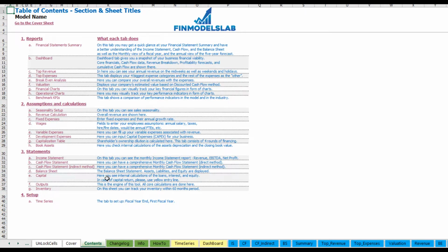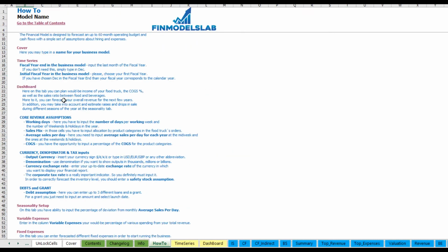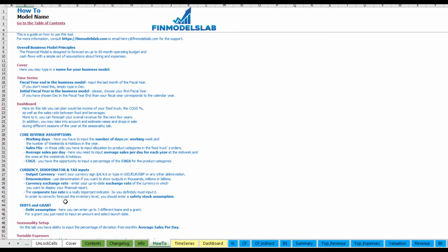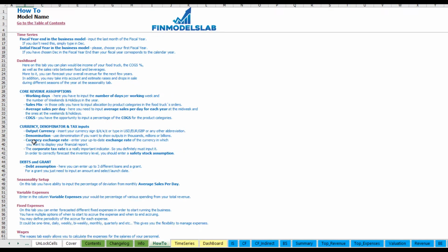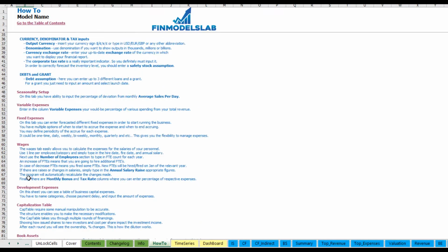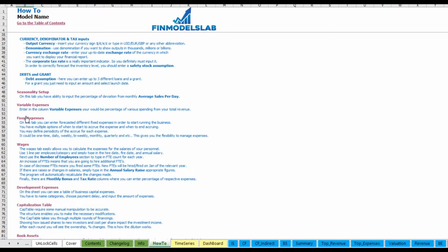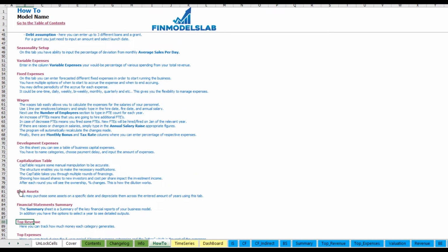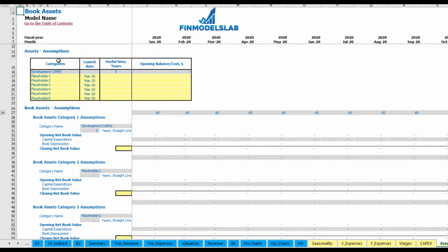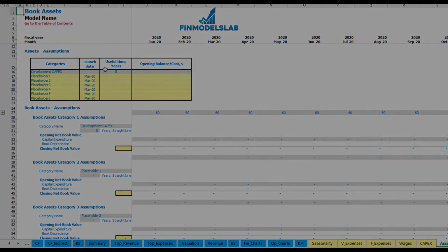There is a short explanation about what each tab does, but if you want to know more, you can go to How To and see a more detailed explanation of what each tab does, what inputs you may find on the sheet and what kind of outputs you may find on the sheet as well. Any header of this section is also clickable. So you may click on, for example, Book Assets, and you go directly to this tab.